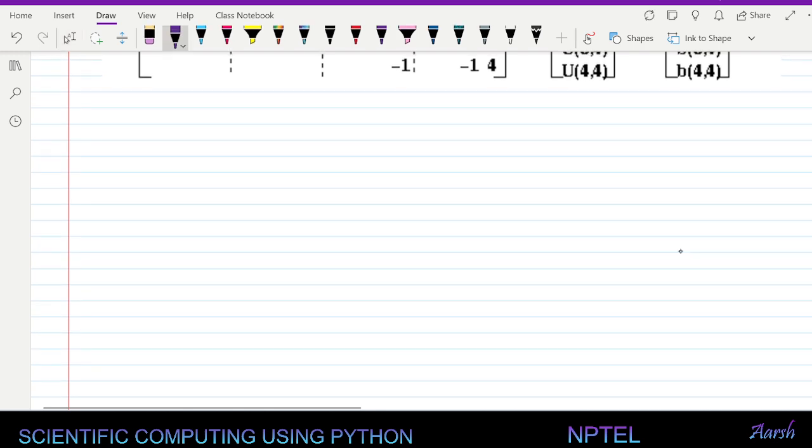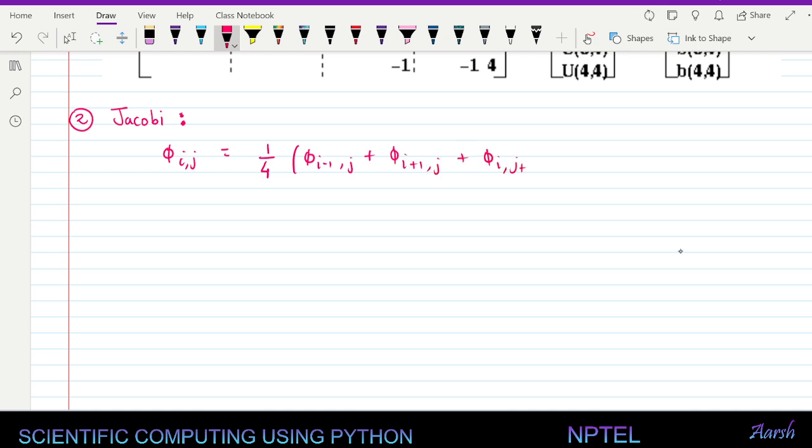Okay, then the second method, which we are actually going to code, is Jacobi. And the idea is that, well, you can write that average equation. It is phi ij is equal to 1/4 of phi i minus 1 j plus phi i plus 1 j plus phi i j plus 1 and phi i j minus 1. Okay, and now you basically do iterations. Iterate this again and again.